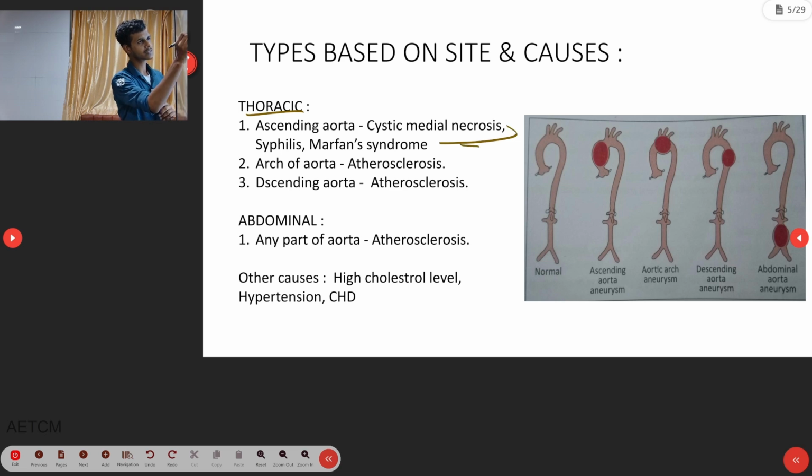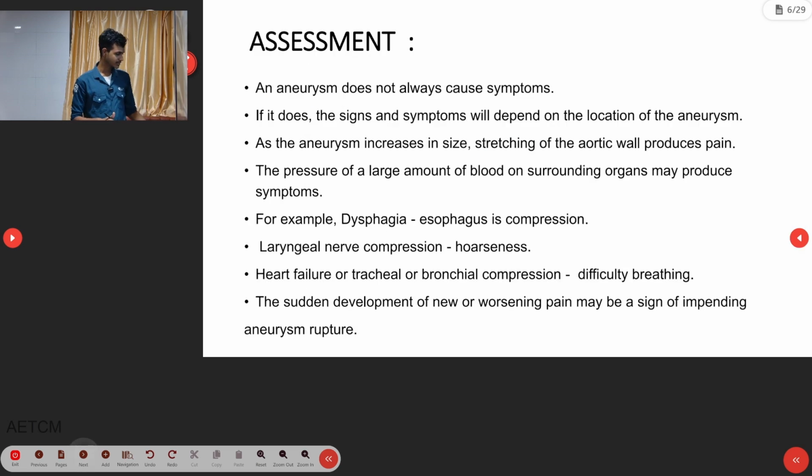So these two diseases, syphilis we know is a sexually transmitted disease. What will happen with these two diseases is that the elasticity of the artery will be lost. So these two diseases will cause disruption in the elasticity of the aorta. So the arch of aorta and then descending aorta, this will be caused by atherosclerosis. So in the abdominal aorta, any part of it, it will happen because of atherosclerotic changes. Other causes are high cholesterol level, hyperlipidemia, hypertension, and congestive cardiac disease.